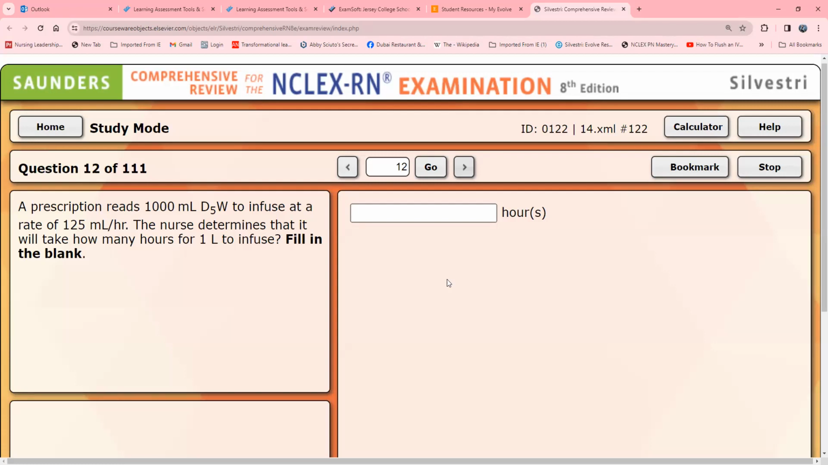Volume divided by rate, right? Because you need your total volume, which for this question is 1,000 mLs. And then you have to divide that by how many mLs it's running per hour, and that will tell you how long it's going to run for. Is it 8 hours? Correct. 1,000 divided by 125 equals 8.